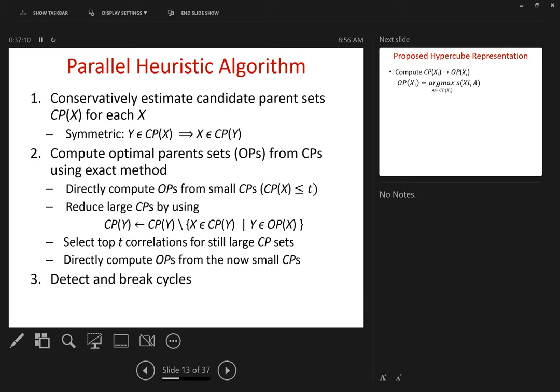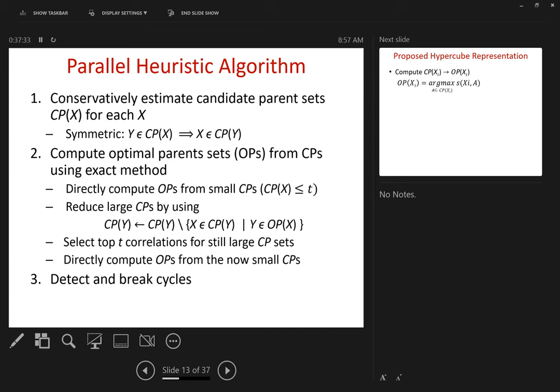Then we look at the genes with much larger candidate parent sets. And one good thing that comes out of it is that if somebody else claims you as a parent, then you know that you are their parent, and therefore you don't need to consider them to be your parent. They're your child, it's established, so you can remove it from the candidate parent set. So you can do that to reduce their sizes, and many of them will become smaller by this time.